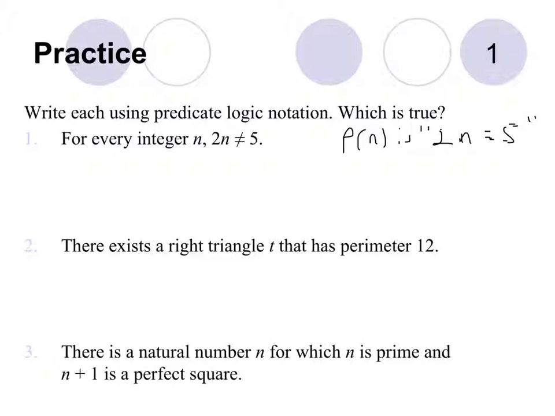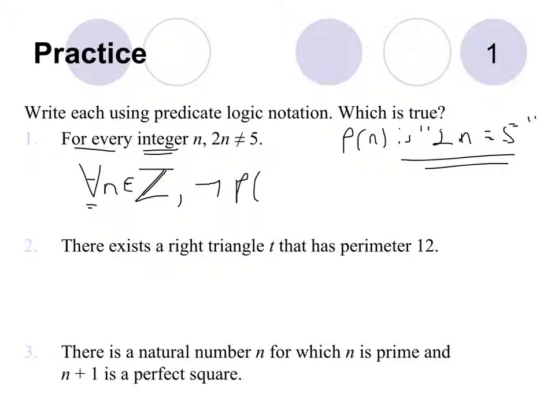So if that's our symbol for a predicate, then this sentence is for every, so that's the upside down A for all, for every n in the domain. The domain here is the set of integers, which you could just write D and tell me that means integers, or you could use the math symbol for the set of integers, which is this bold Z. I'm saying for every n in the set of integers, 2n is not equal to 5. So P of n is 2n is equal to 5, so I would want to write not P of n. So this would be the quantified expression that expresses that idea.